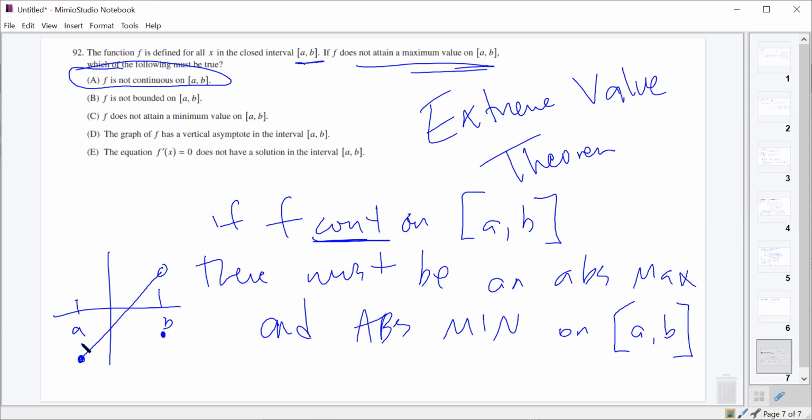So it's defined for everything from a to b, but it's not continuous, specifically not continuous at b, and there is no absolute max on that interval. As I approach this value, whatever this value or this hole is, I get closer and closer and closer to that y value, but I never actually hit it. There's no largest value that we obtain. So there's a sketch of what this graph could look like.